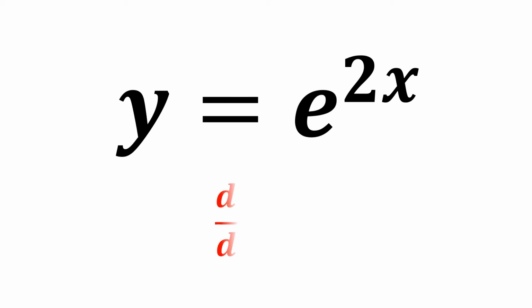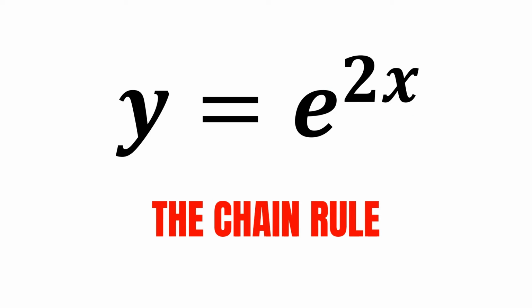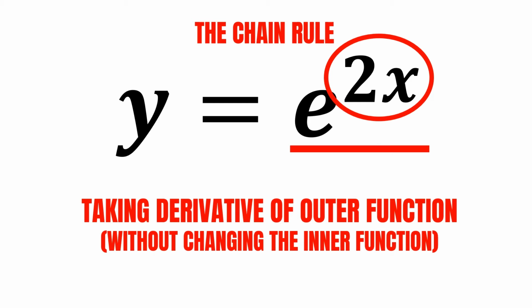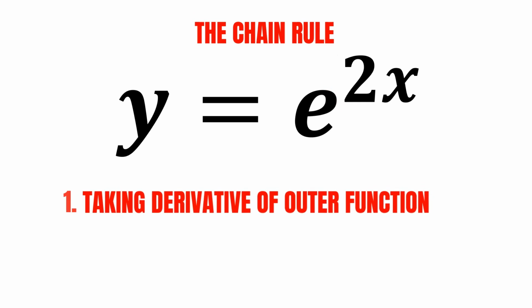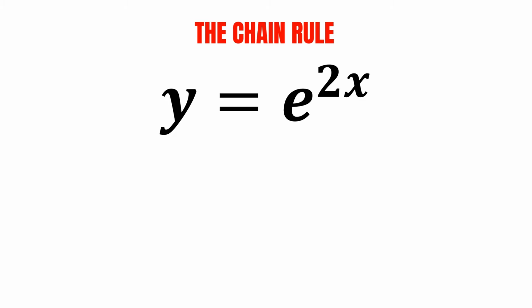To find the derivative of e raised to the power of 2x, which is a composite function, we will have to apply the chain rule. In general, when applying the chain rule, we first differentiate the entire expression without changing the inner function. Then, we multiply this result by the derivative of the inner function. Now, let us start solving this question.